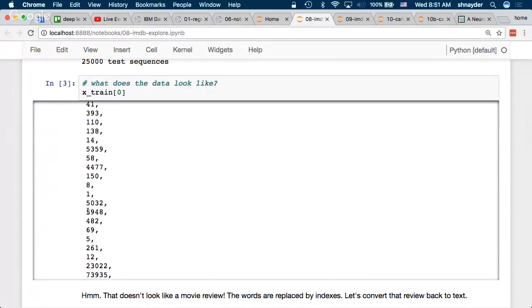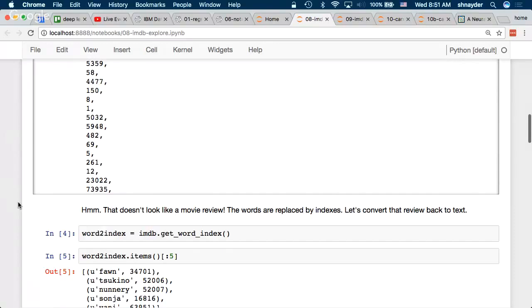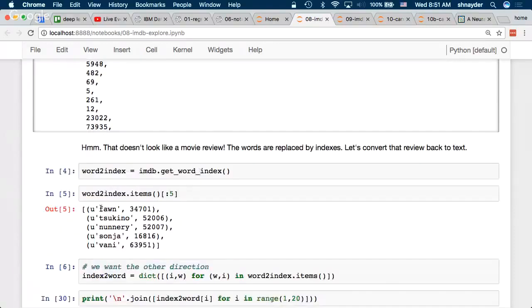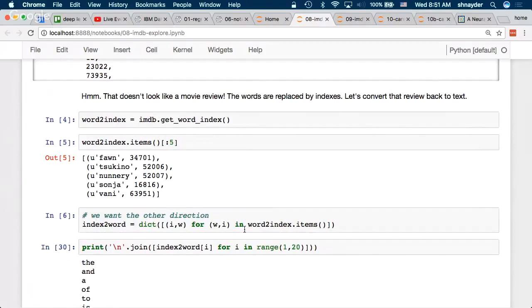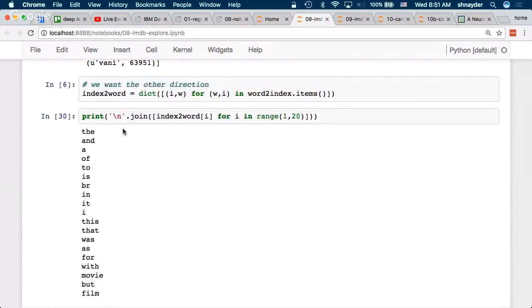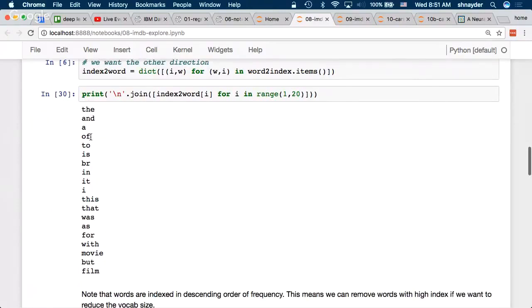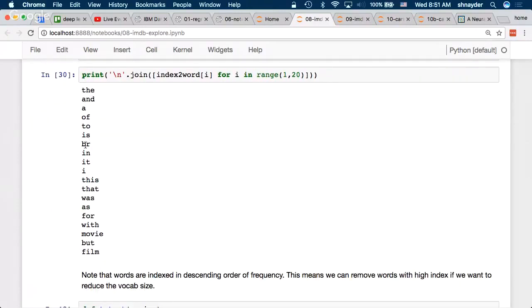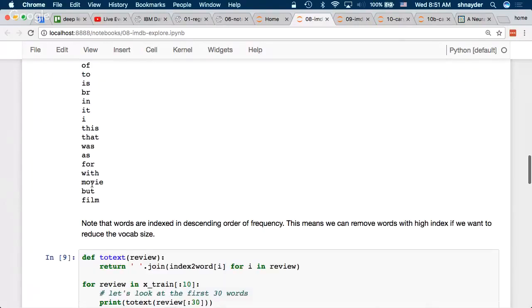I have no idea what number 5,948 is, but we can find out. So it comes with this index that you can get that tells you what the mappings are. You make the reverse index from index to word. And then if you print out the top 20 words, "br", I think, is a line break, but the others look like common words.